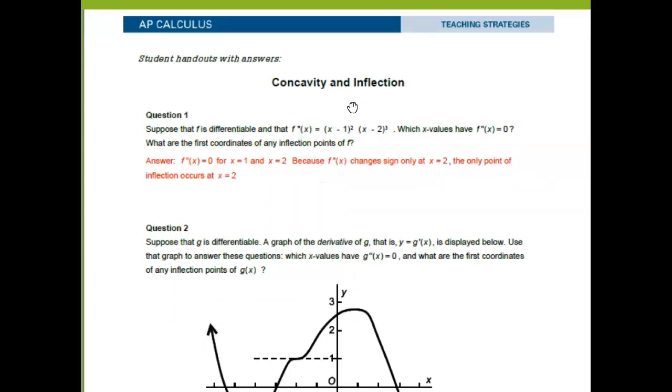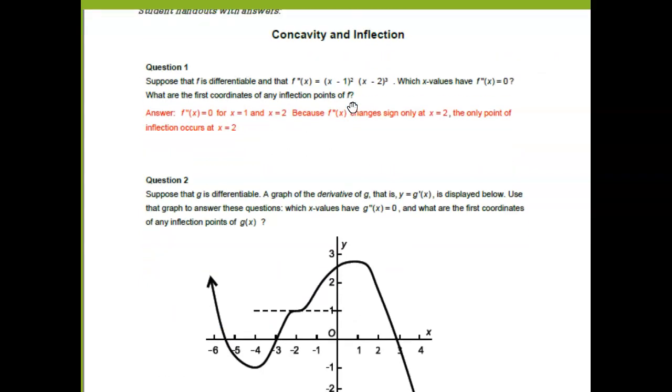Okay, here's the concavity handout. So I think concavity trips us up a little more than increasing and decreasing. So it says for this first part, question 1, suppose that f is differentiable. What intervals are the second derivative equal to 0?